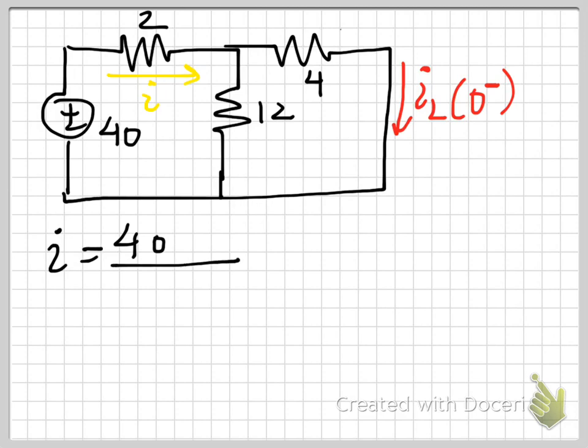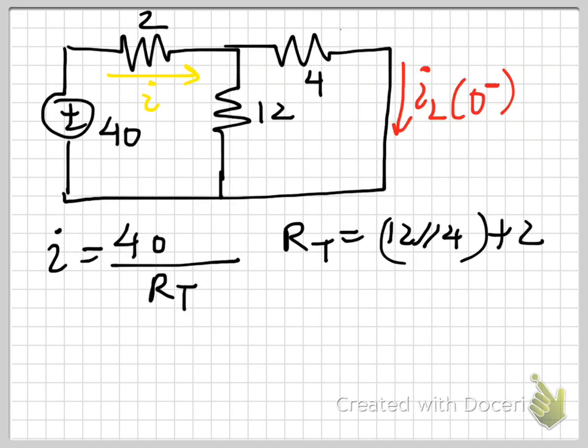The total resistance in this case is 12 and 4 in parallel and then in series with the 2. So the total resistance goes to 5 ohms, and that gives you 8 amperes of current as I. So that's calculated now, and now you can apply current division here.